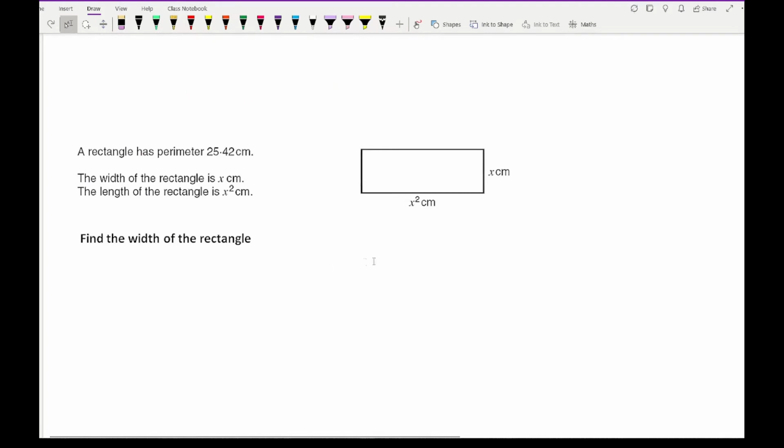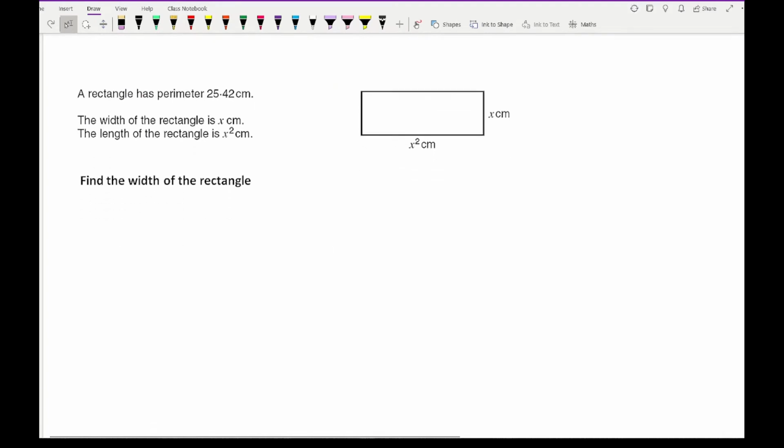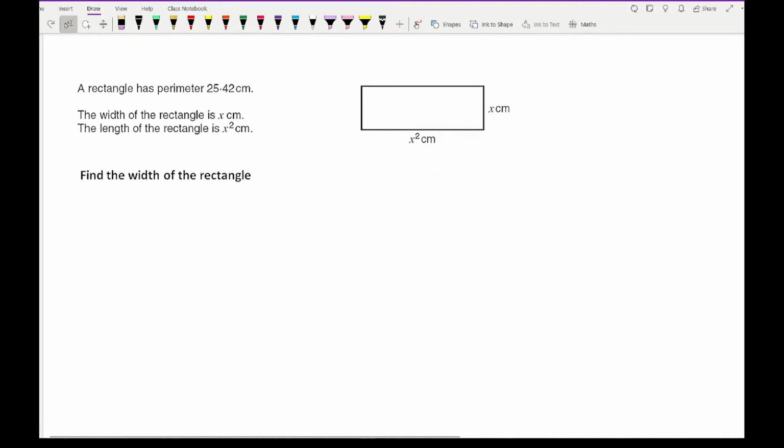So let's have a look at our second example. Here it says that a rectangle has a perimeter of 25.42 centimeters. The width of the rectangle is x and the length of the rectangle is x squared. The question is asking us to find the width of the rectangle. So basically we're being asked to find x.